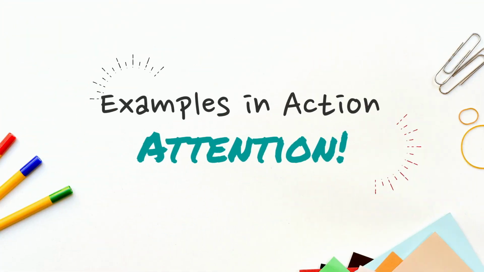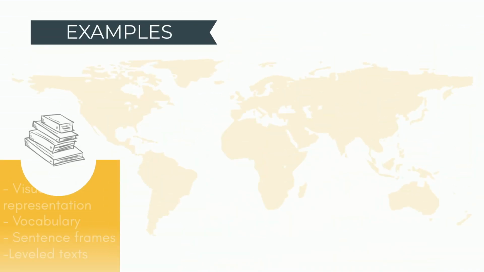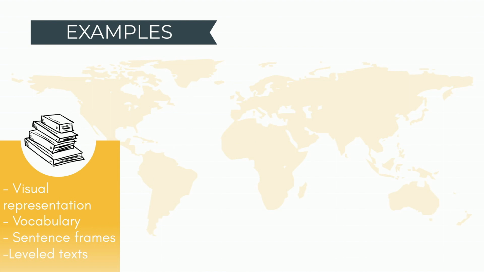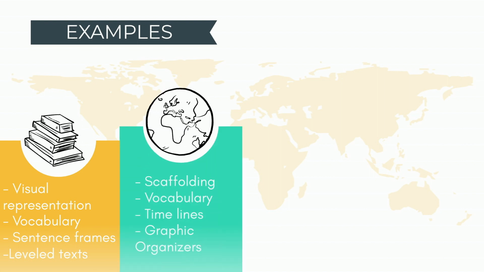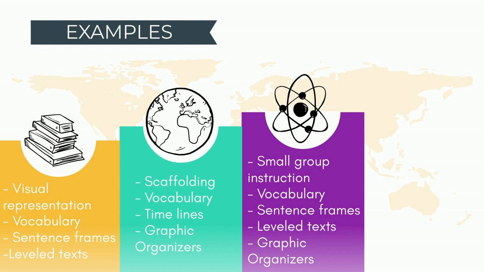Examples in action. In a literature class, you can use tiered assignments. ELs can choose to analyze a short poem or create a visual representation of a scene from the book, depending on their language proficiency. In a social studies class, provide language scaffolding by offering sentence frames and vocabulary support for ELs as they discuss historical events.